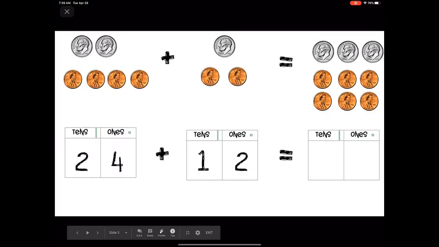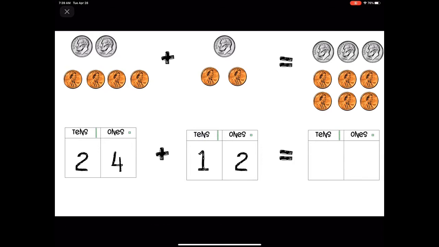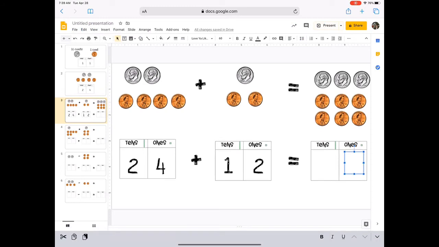Let's take a look at adding. So if I have, to begin with, 2 dimes and 4 pennies, I have 2 tens, 4 ones, which is 24 cents. And then I'm adding 1 dime and 2 pennies to it, which is 1 ten and 2 ones. So that's 12. So I have 24 plus 12. I'm going to put together my pennies first. So I'm putting together my ones. I have 4 ones plus 2 ones equals how many ones? 6 ones. So I have 6 pennies.